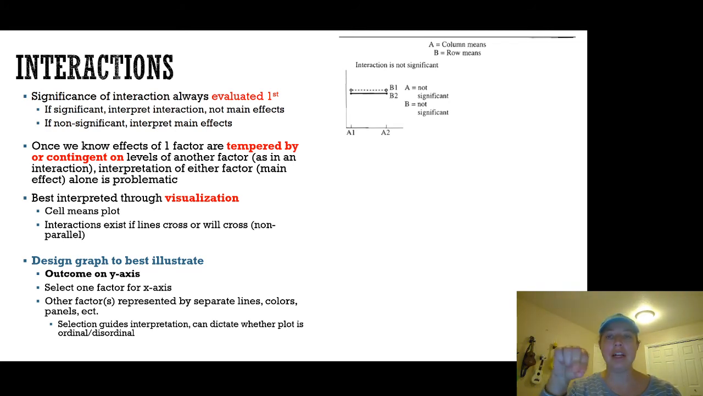If they're parallel, there's no interaction. Now, those lines can be really, really close together. They can have a gap between them. The key with there being no interaction is that the gap is consistent.